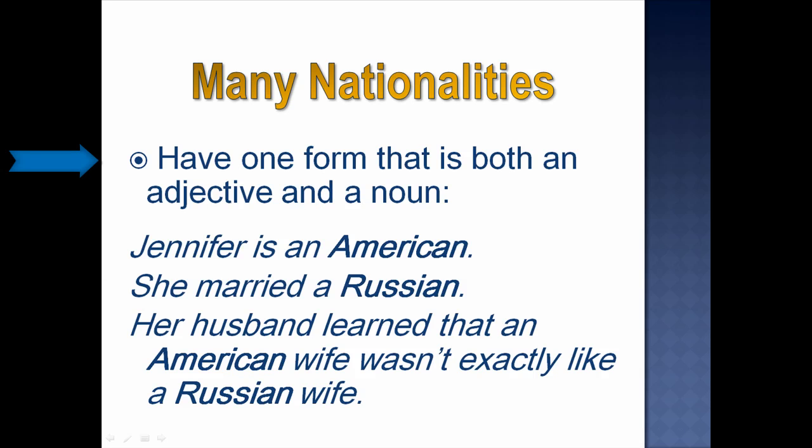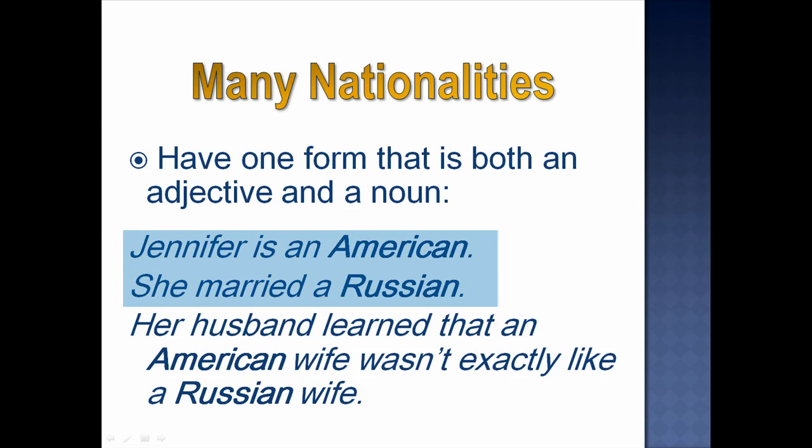Many nationalities have one form that is both an adjective and a noun. For example, Jennifer is an American. She married a Russian. Here, American and Russian are being used as nouns, singular nouns, one. I'm identifying myself as one American. I'm identifying my husband as one Russian.